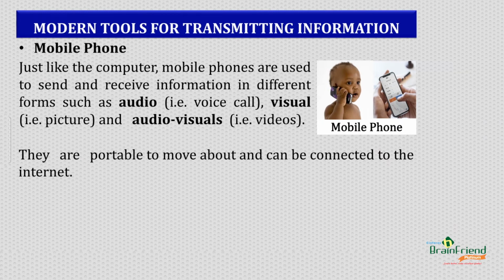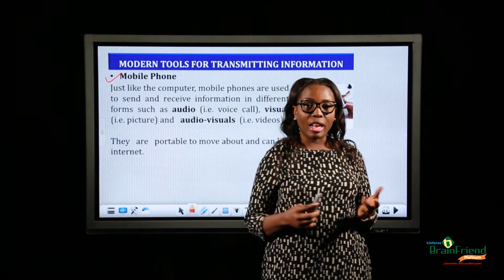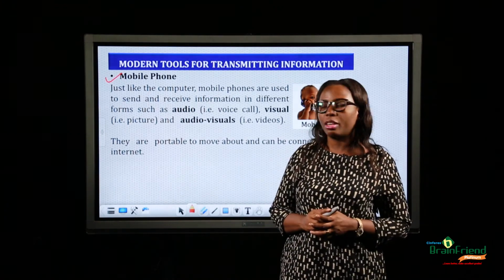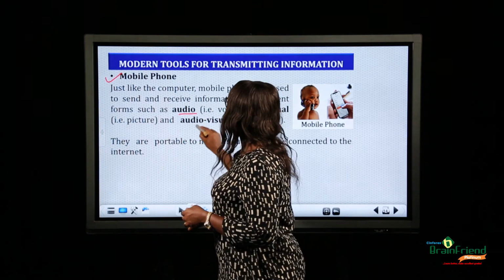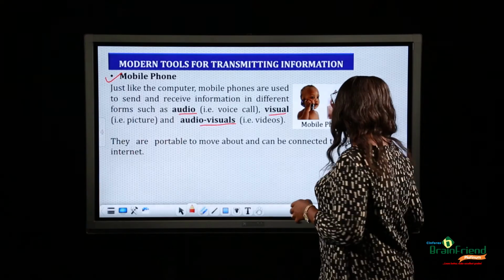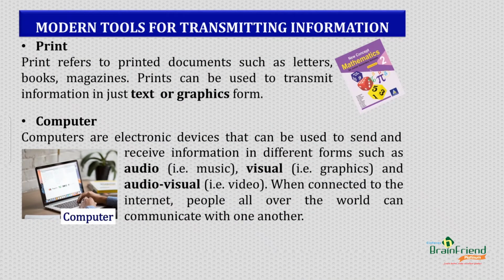We also have the mobile phone, which is a tool for modern information transmission. Mobile phones are portable electronic devices, and we can use them to send information of different media formats, such as audio, audiovisual, and visuals. They can also be connected to the internet. And also we have print. Print simply refers to printed documents. So books and magazines are all prints, and they contain information in text and graphics format.